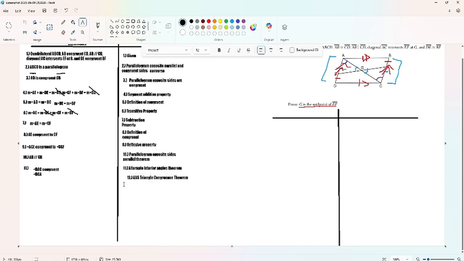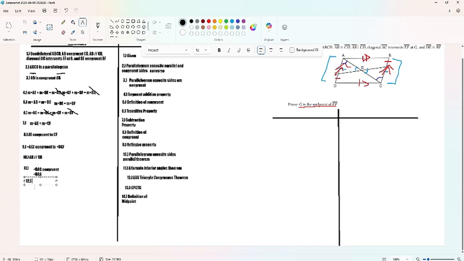And after that, we can say CPCTC: corresponding parts of congruent triangles are congruent, if you really want to know that. So BG, DG, and then we can say definition of midpoints. Nice. Now let's find out what this all means.